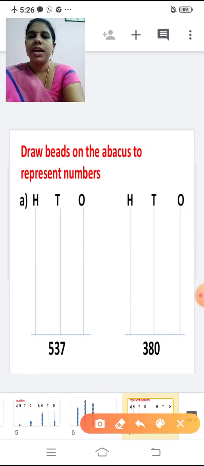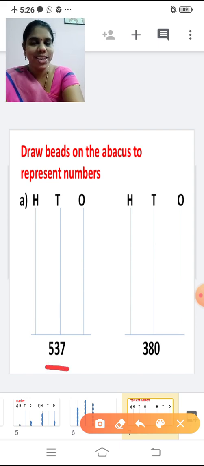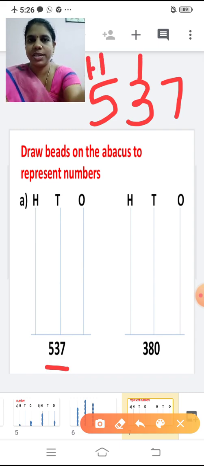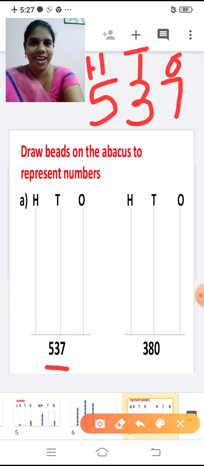Draw beads on the abacus to represent the numbers. You're going to draw the beads to represent the number on the abacus. What is the number? 537. Hundreds, tens and ones, right? So how many ones are there? 7 ones. Shall we draw 7 beads in the ones place?